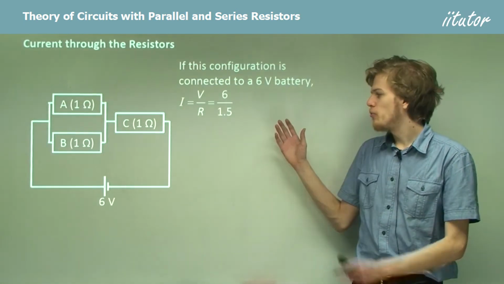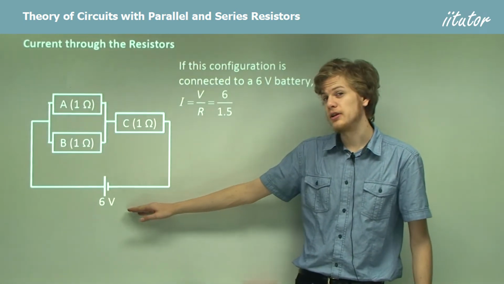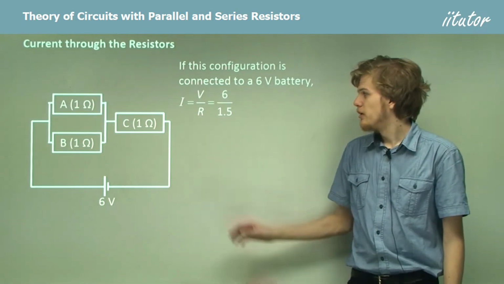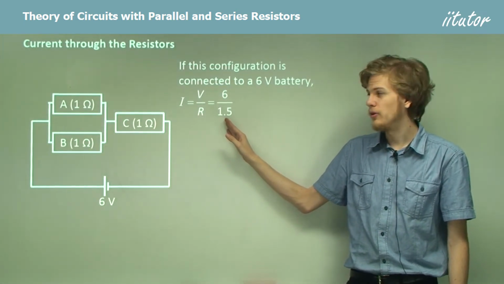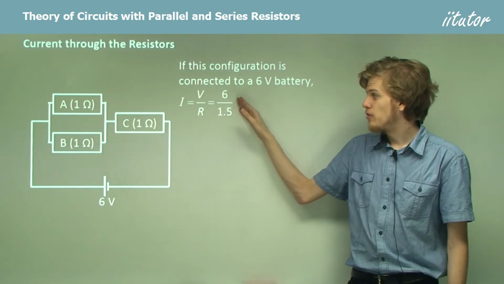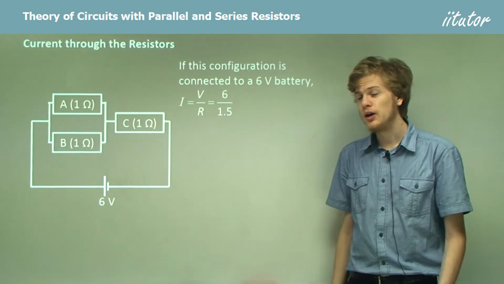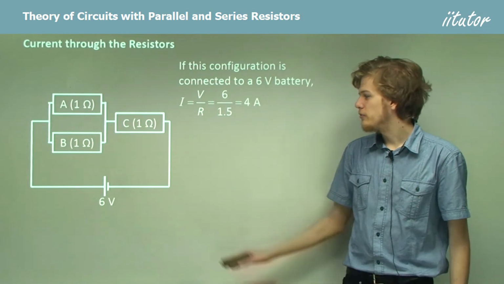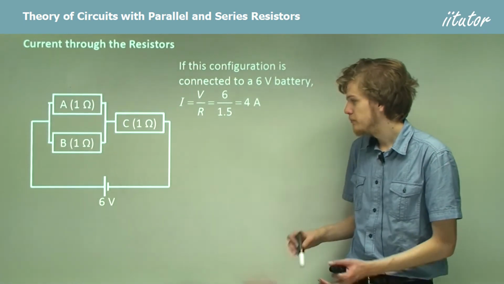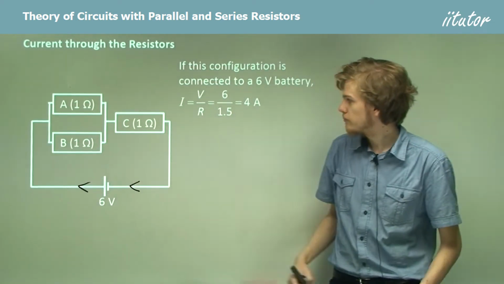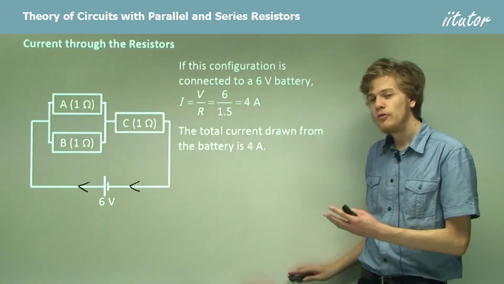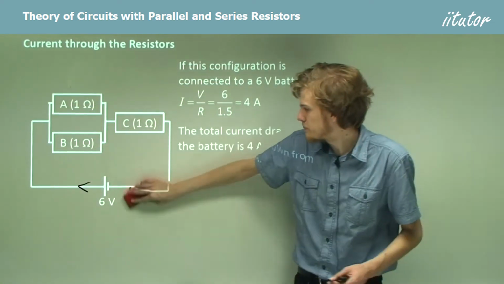Let's take a look at what would happen if we put a power source of 6 volts here. The total resistance is going to be 1.5 ohms, right? And the voltage is going to be the 6 volts that we supply it with. So the current through it will be 4 amps, right? And it will go, of course, from positive to negative. So the total current drawn from the battery is going to be 4 amps.